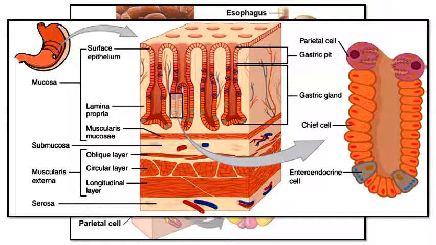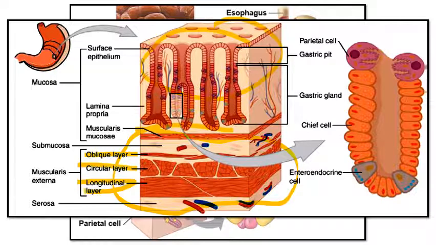Just another diagram of a gastric gland showing parietal cells and chief cells. Right, so here we have the gastric glands, and then we have the layers of smooth muscle that are running perpendicular to each other so that the stomach can squeeze in one direction and the other. The different layers of smooth muscle are referred to as the oblique layer, the circular layer, and the longitudinal layer.